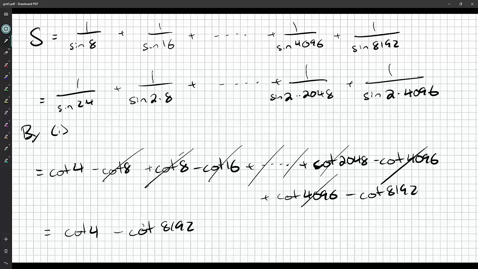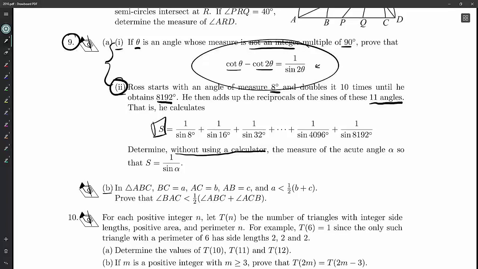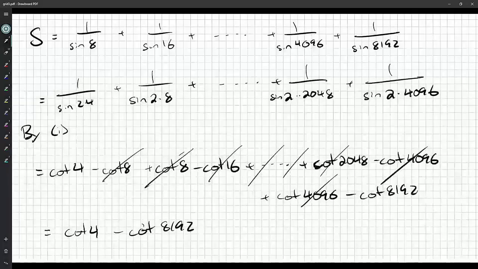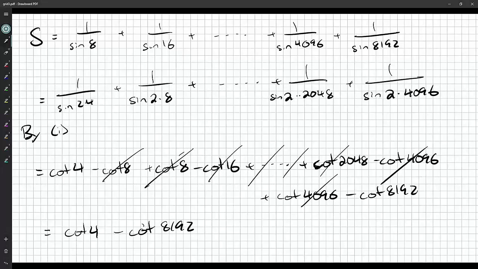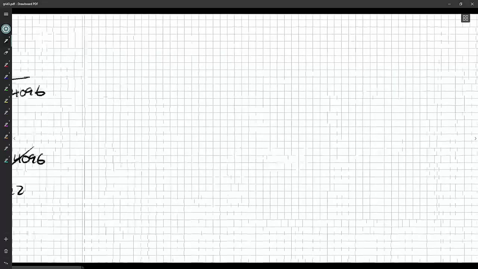Alright, and now what in the world can we do? We need this to equal 1 over sine alpha. It's 1 over sine alpha, not 1 over 2 sine alpha or anything like that, right? Okay. 1 over sine alpha. So, I mentioned this already, but 8,192 is kind of an annoying number.